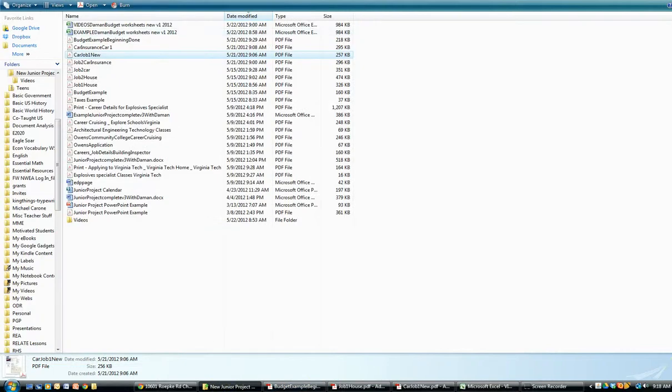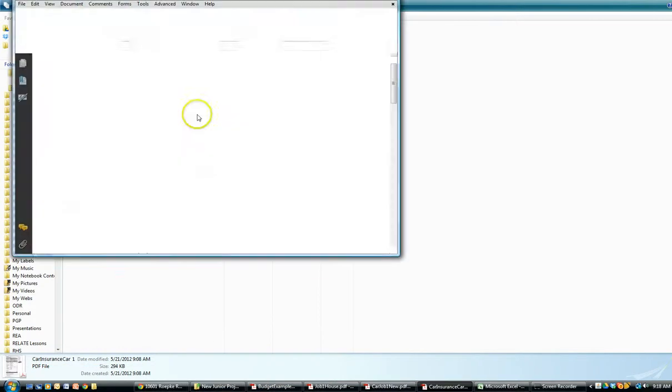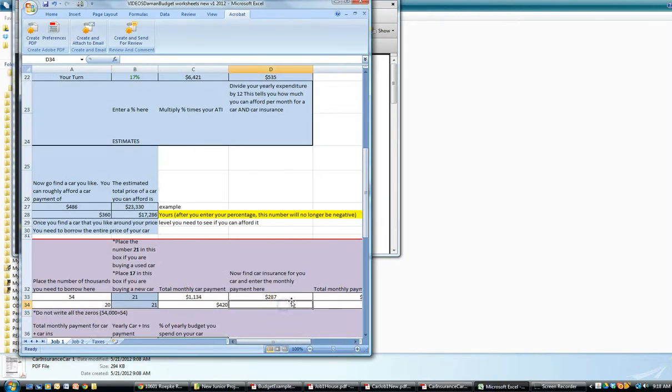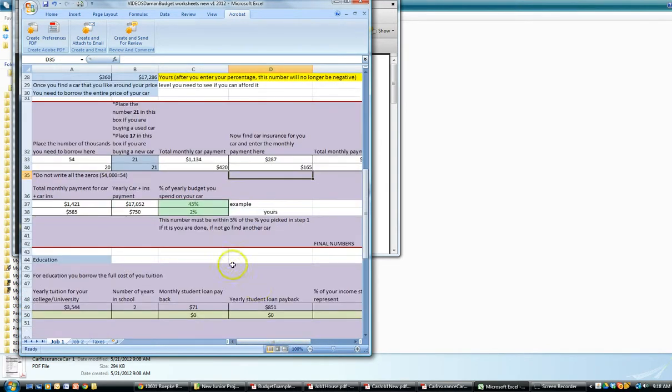I've also already gone through the insurance process, and it gives me $164.88. Again, I'll just round up and say 165. So my total payment's $585, and oops, I just have to fix this calculation.